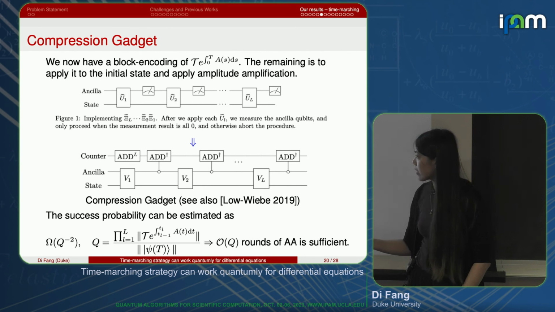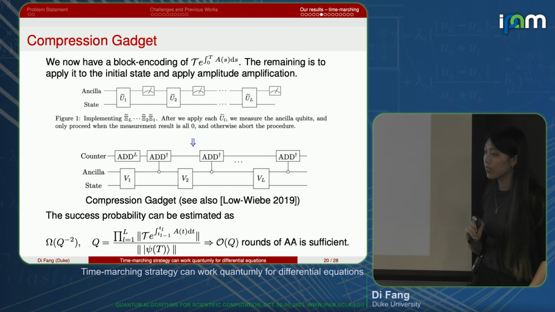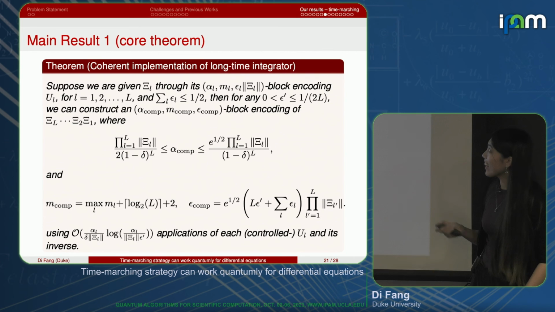So in the end, you can estimate the success probability, and this is a Q. I will discuss what Q is later. And the rounds of amplitude amplification are of order Q. Now this is essentially our core theorem.